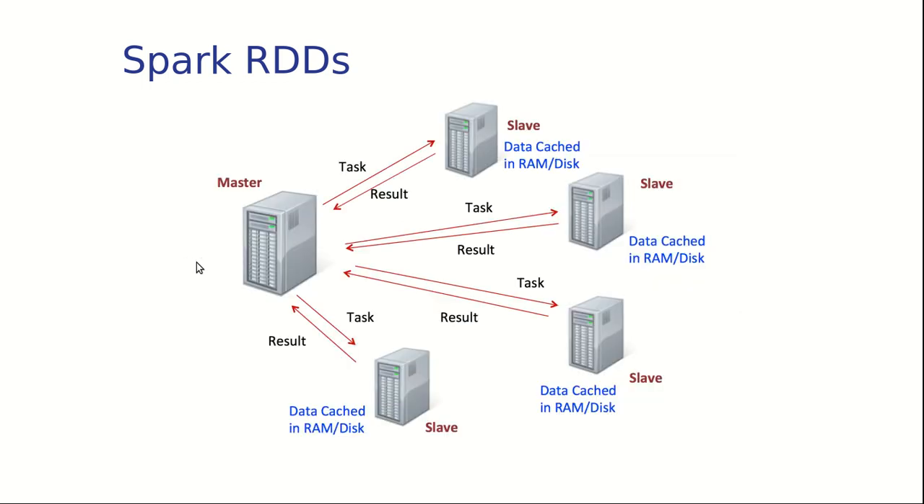You can see this is the Spark RDD architecture. These are slave nodes. You can treat these as different n nodes of a computer, and this is the master. The master divides the task and assigns it to each slave node, and they use their own computation power and respond with the result.